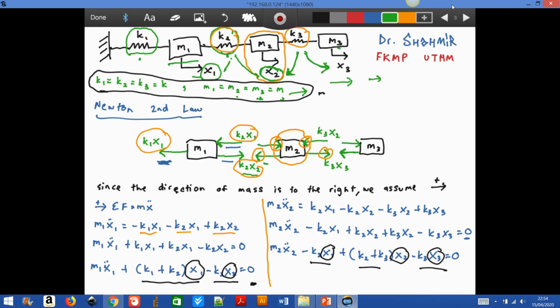So always remember, if they give you the values, say k1 equals 4, k2 equals 5, m1 equals 6, m2 equals 7, always remember, after you have constructed the equation of motion in matrix form, replace the values straight away, so it will be easier for you to solve it.